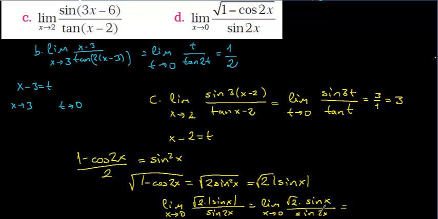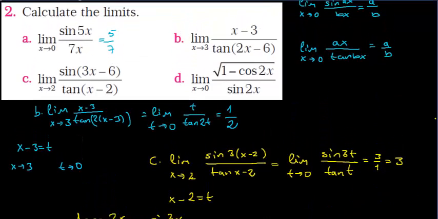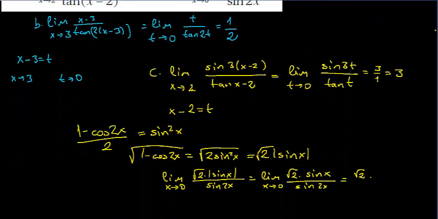Okay, we have this 2 and root 2 here, so we are going to write root 2 times a over b. The a over b form, if you remember, I showed here, sine ax over sine bx. Here this is 1 over 2, so 1 over 2 is going to be the answer. So the answer is root 2 over 2.